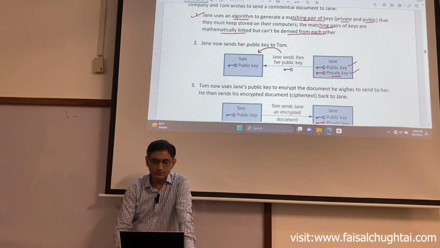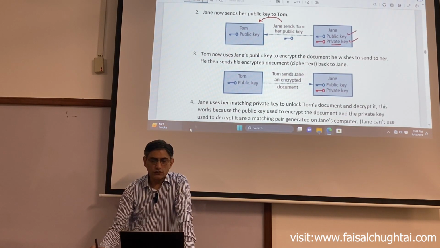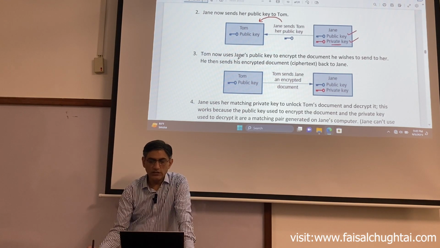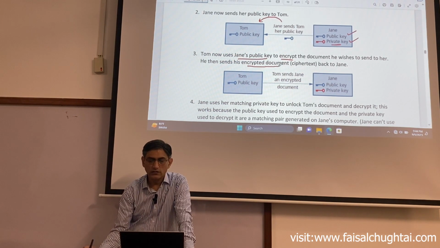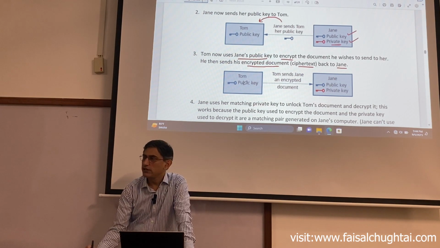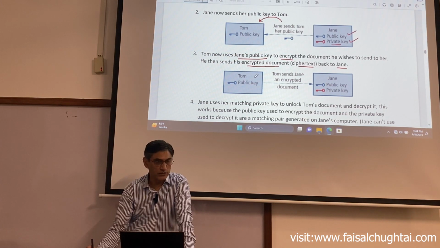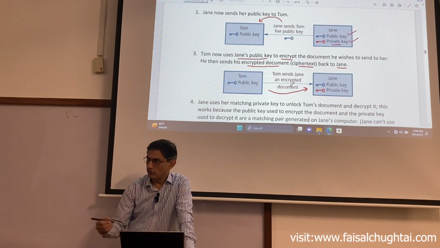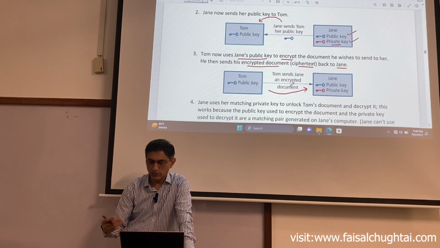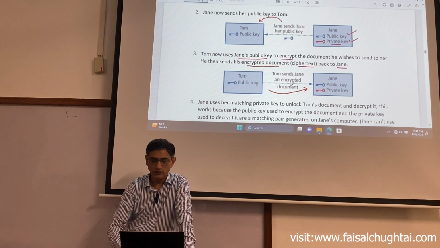What's next? Tom now uses Jane's public key to encrypt the document he wishes to send to her. He then sends his encrypted document, the ciphertext, back to Jane. So Tom uses the public key shared by Jane, encrypts the message, and sends it to Jane in encrypted form. Jane already knows what method has been used to encrypt the message.